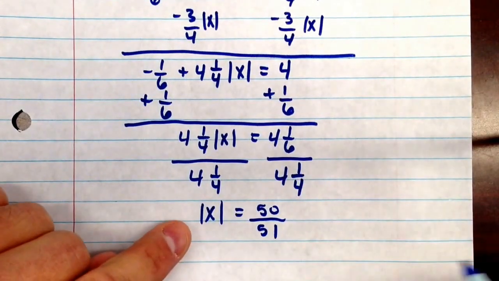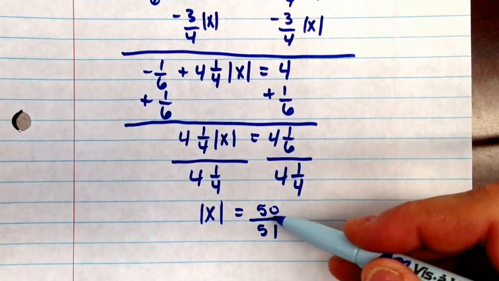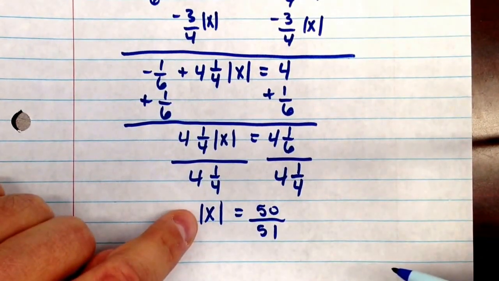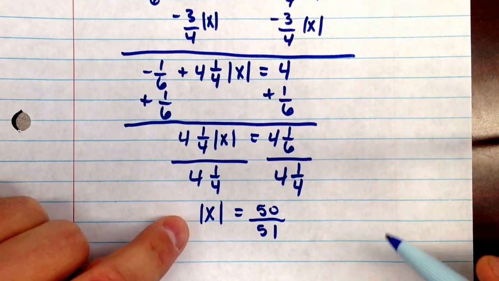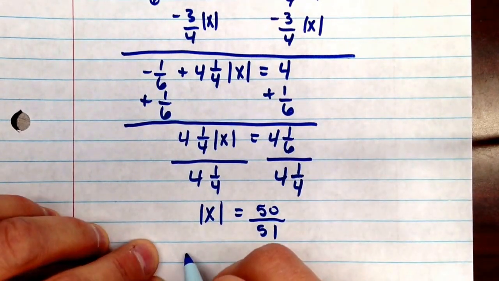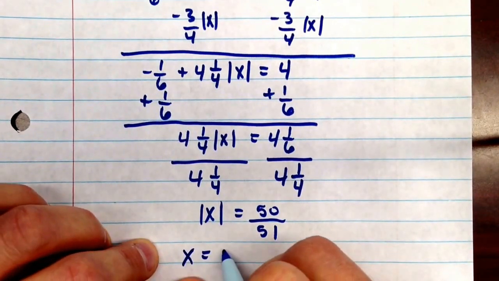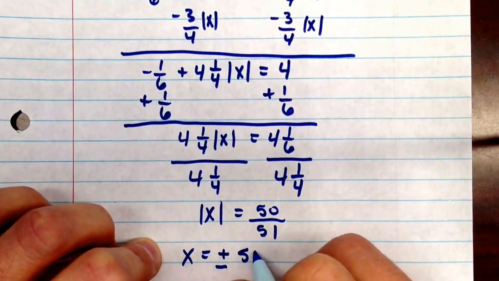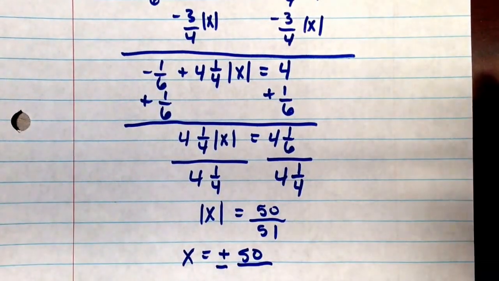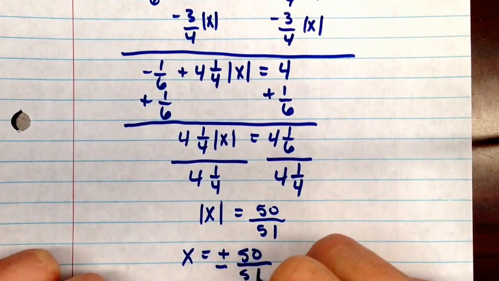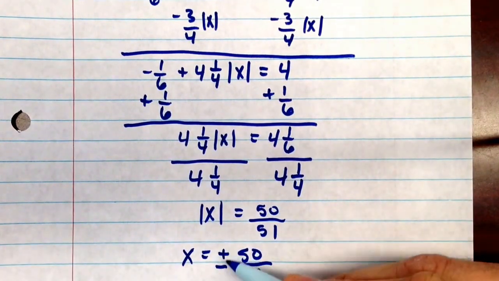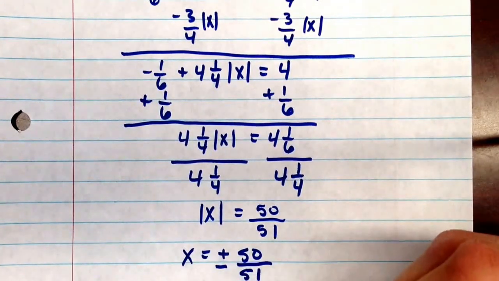So what this is saying is it's asking you how far this number is from 0 on the number line. And in this case there are two possible answers. It could be positive or negative. So you're going to have two answers. You'll say x equals positive and negative 50/51. You have to have both of those answers, and you should also remove the bars. You don't need them anymore, so take them away.